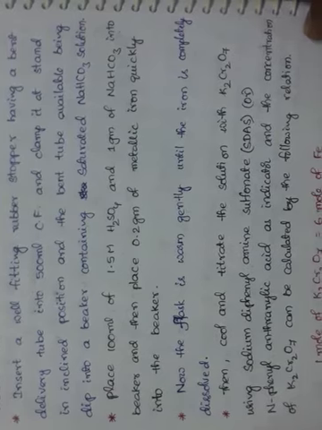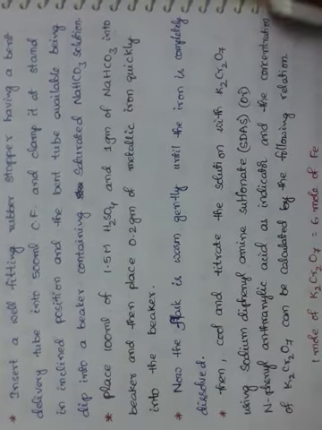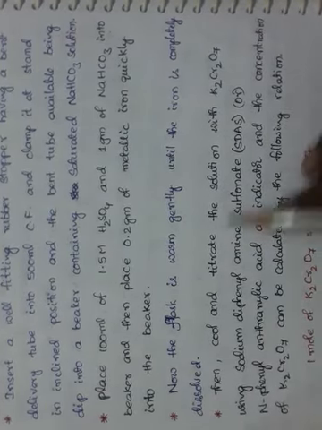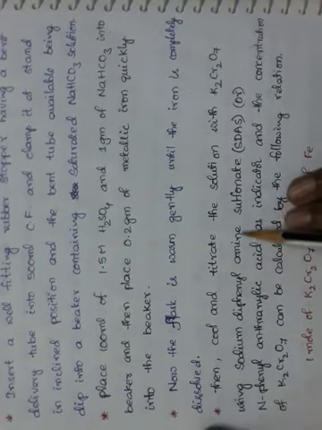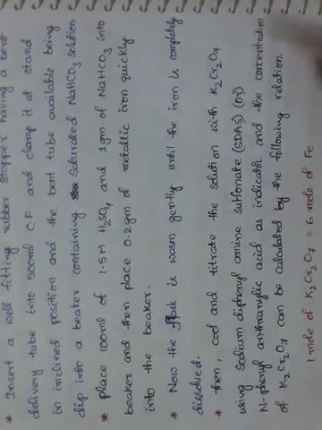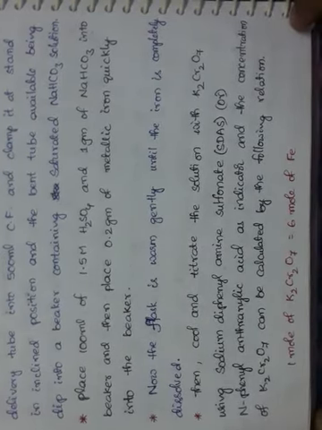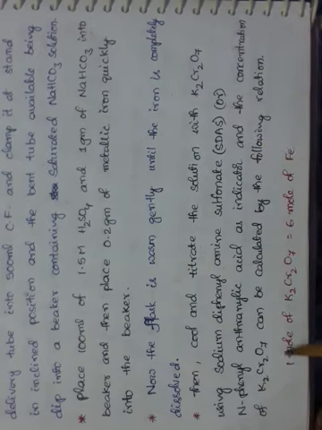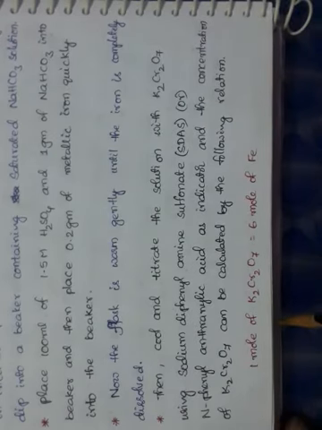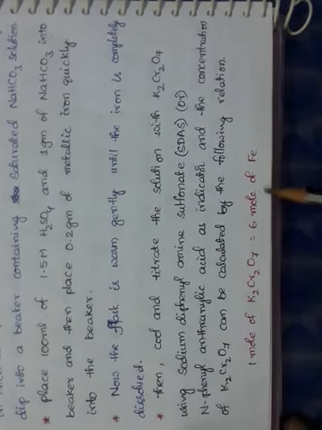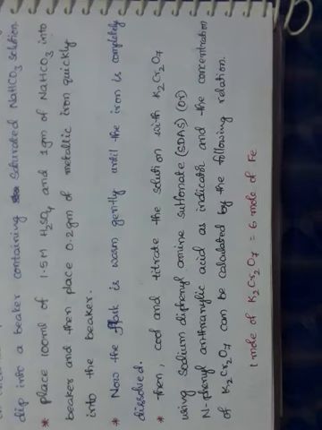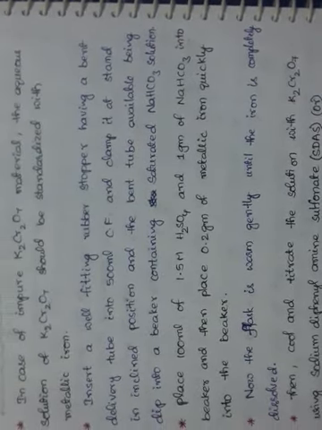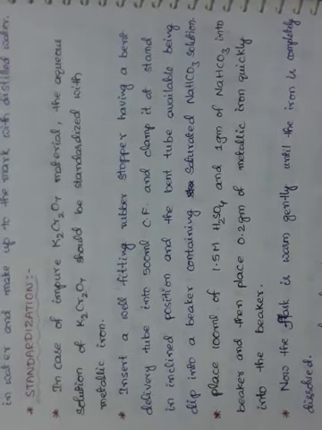ఓకే, రైట్. దెన్ కూల్ అండ్ టైట్రేట్ ద సొల్యూషన్ విత్ పొటాషియం డైక్రోమేట్ యూజింగ్ సోడియం డైఫినైల్ అమైన్ సల్ఫోనేట్, sodium diphenyl amine sulfonate or N-phenyl anthranilic acid as indicator, and the concentration of potassium dichromate can be calculated by using the relation 1 mole of K2Cr2O7 is equal to 6 mole of iron. So this is the process to standardize the impure potassium dichromate solution.